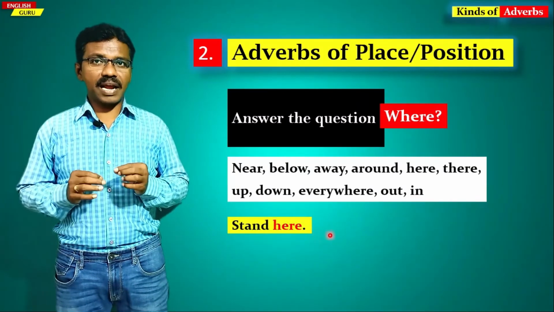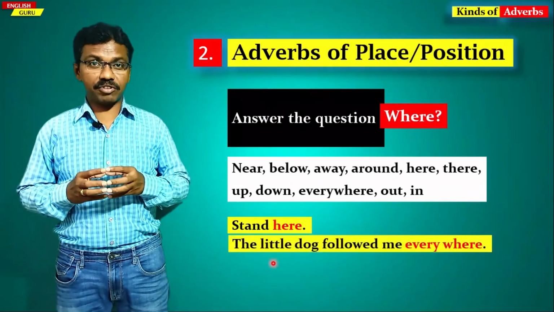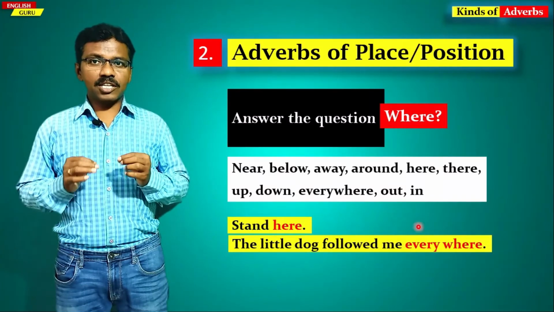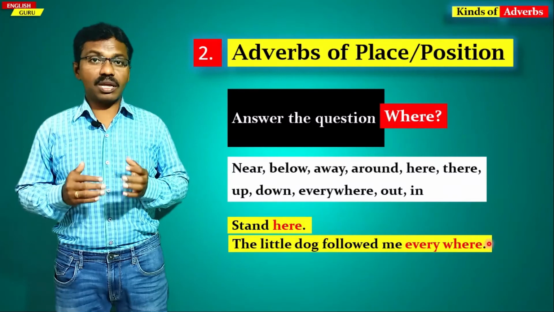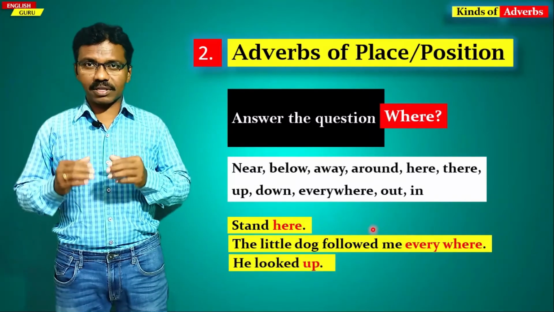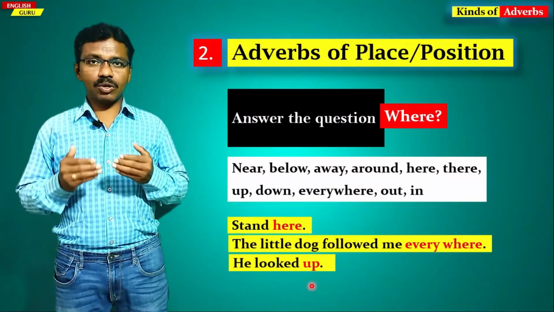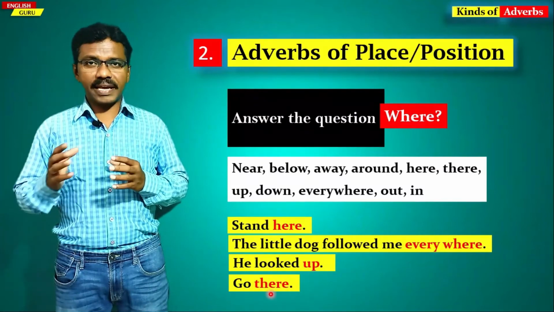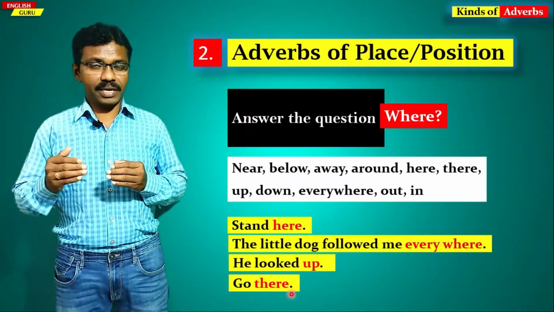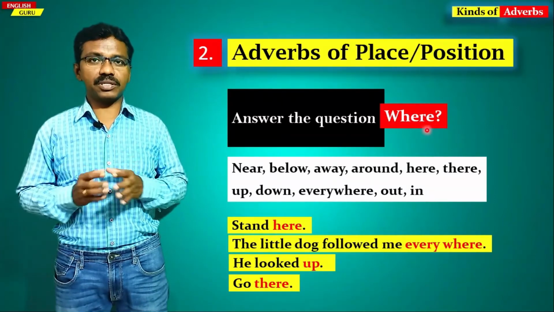For example, stand here. Where to stand? Here. The word here is an adverb of place. The next sentence, the little dog followed me everywhere. Where did the dog follow? Everywhere. The word everywhere is an adverb. Next one, he looked up. Where did he look? Up. So up is an adverb. Go there. Where to go? There. There is an adverb. So adverbs of place and position answer the question where.